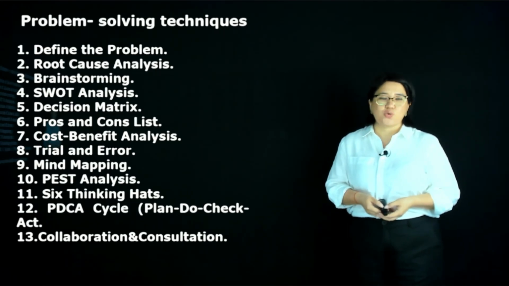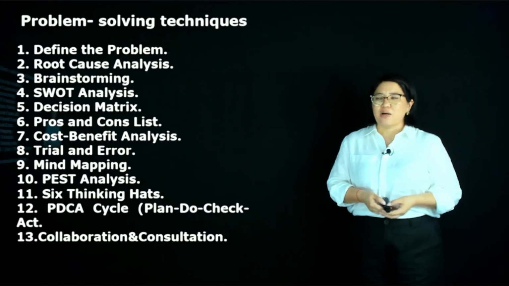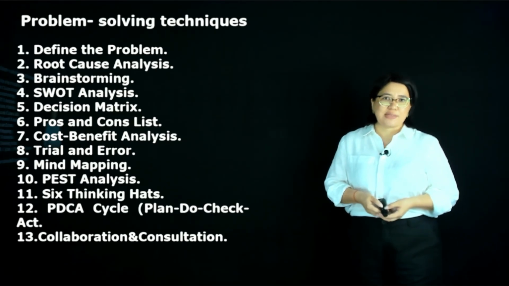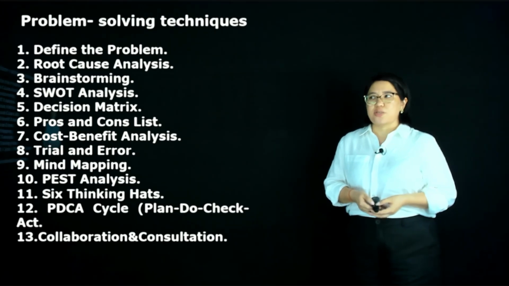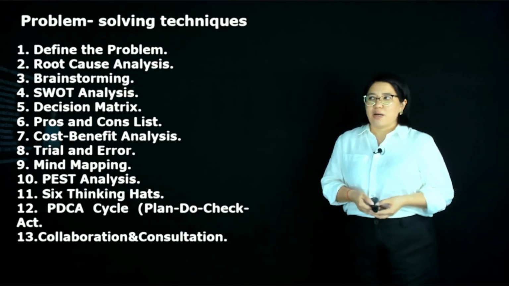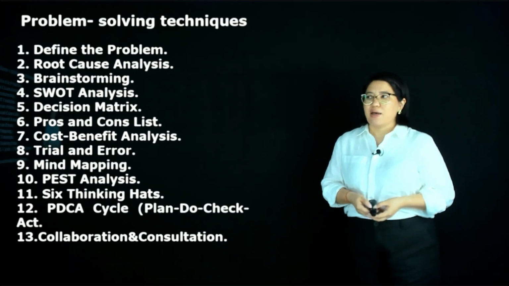The next step is to use different tools to solve problems, like SWOT analysis and PEST analysis, as I mentioned before. Next, you can use a decision matrix, a pros and cons list, cost-benefit analysis, trial and error, mind mapping, six thinking hats, the PDCA cycle, plan, do, check, and act, and collaboration and consultation.